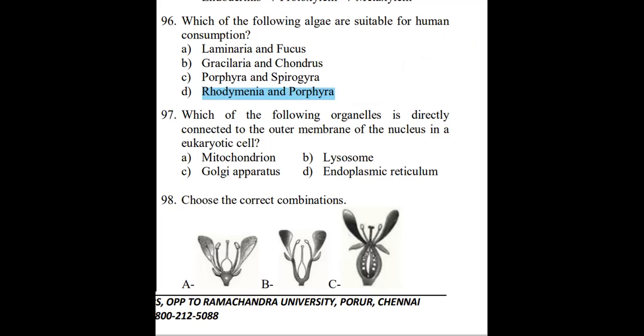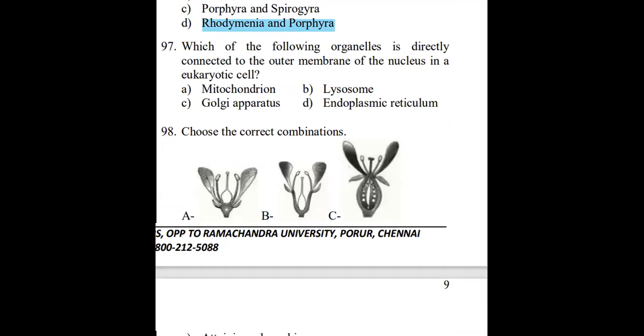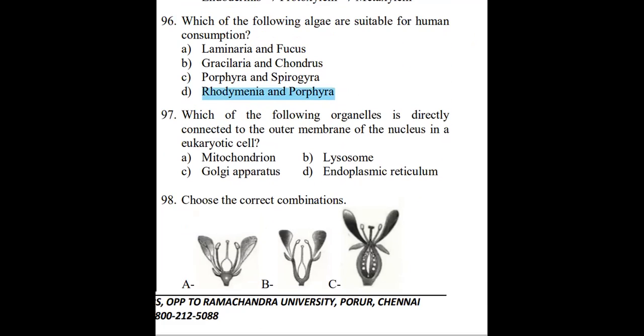So the next question: which of the following organelles is directly connected to the outer membrane of the nucleus? They are asking which organelle is connected to the membranes of the nucleus, specifically the outer membrane. If we talk about the structure of the nucleus, we will understand this. Okay, so I'm just going to draw a nucleus over here.